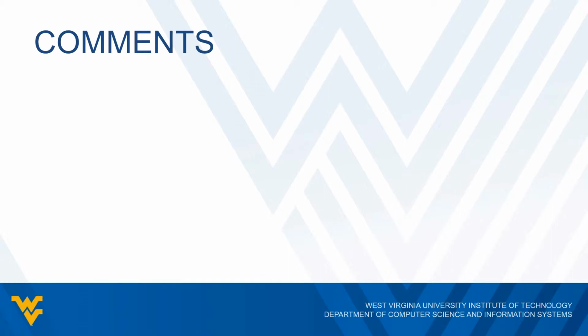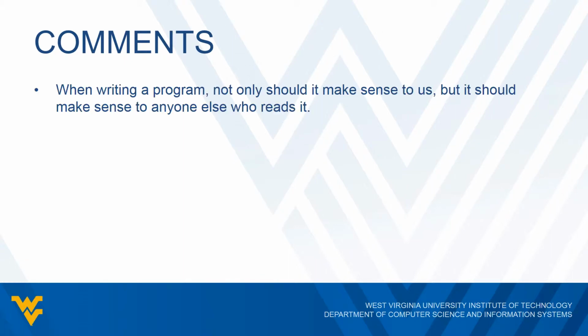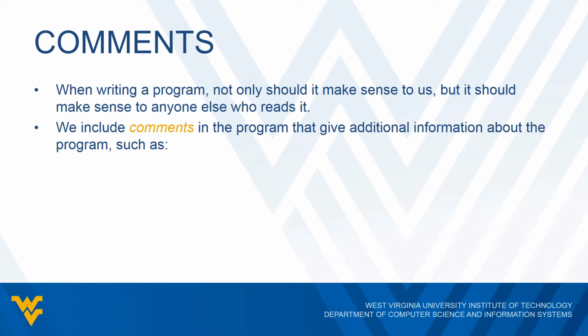Now, when we write our program, not only should the program make sense from the computer perspective, but it needs to make sense to us. And then we can take it one step further. Not only should it make sense to us, but it should make sense to anyone else who reads it. In fact, it's very common when you write a program that someone else could end up looking at your code later on. So without seeing anything else but the code, how are they going to know how your program works? Well, the way we fix that is we include comments in the program. And this provides additional information about the program.